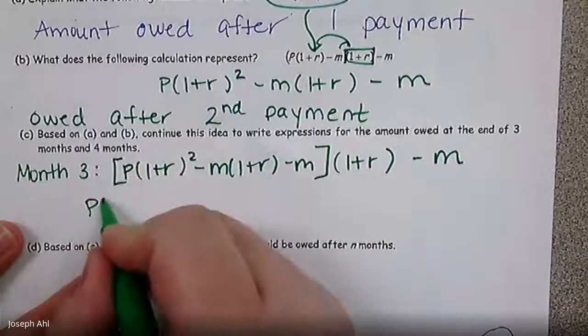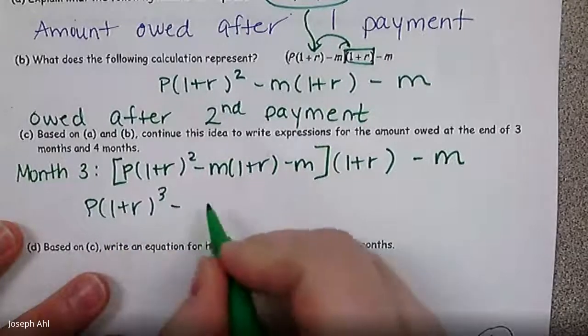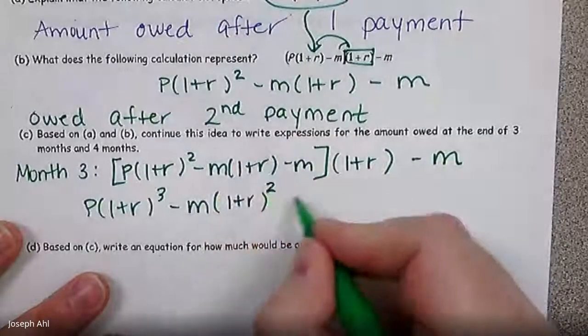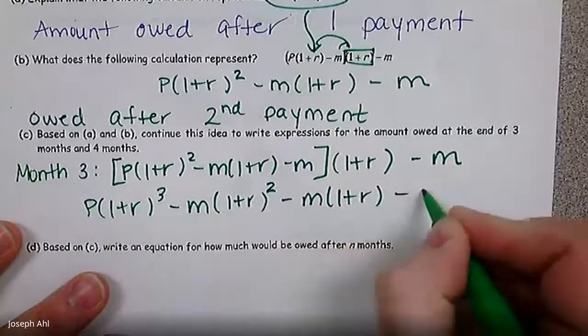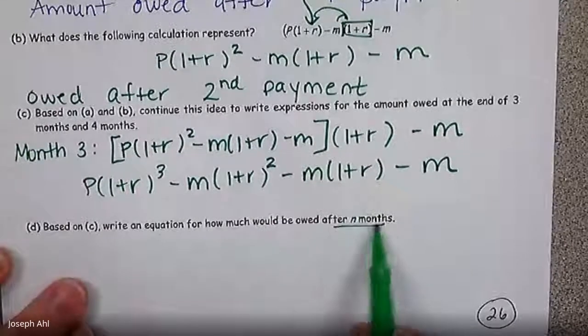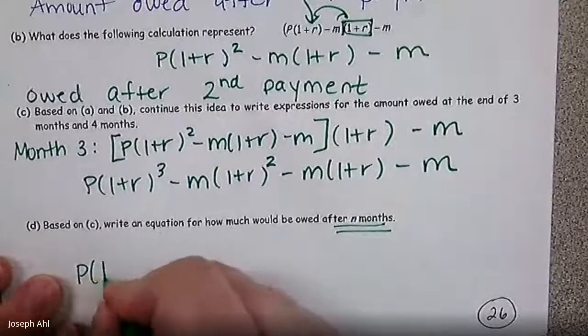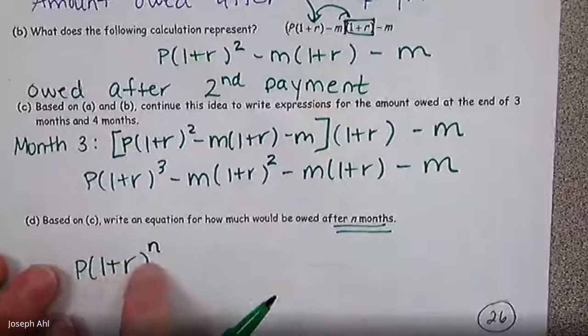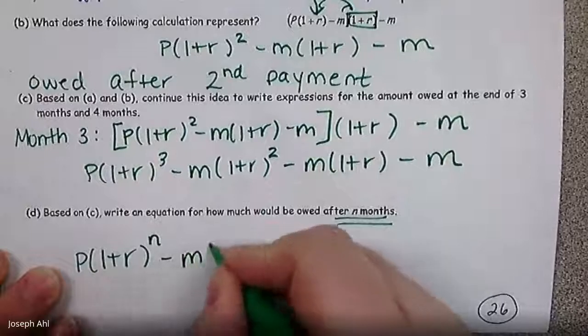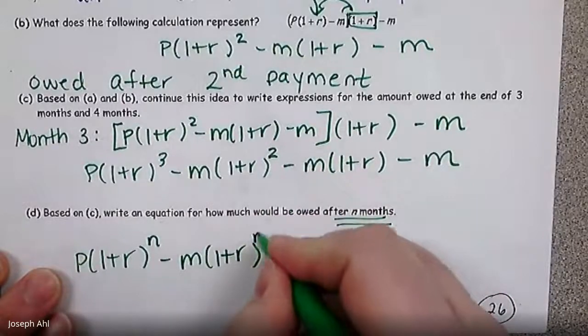Distribute the 1 plus R, you get P(1 plus R) cubed minus M times (1 plus R). If I distribute it to here, it's now (1 plus R) squared minus M times (1 plus R) minus M. All right, we're really building here. You can imagine what these terms are going to look like in the fourth month, right? So in general, after n months, you're starting by doing P times (1 plus R) to the n power, because in month 3, that matched here, minus M times (1 plus R) to the, notice how by the third month, this was only being squared, so this is to the n minus 1.